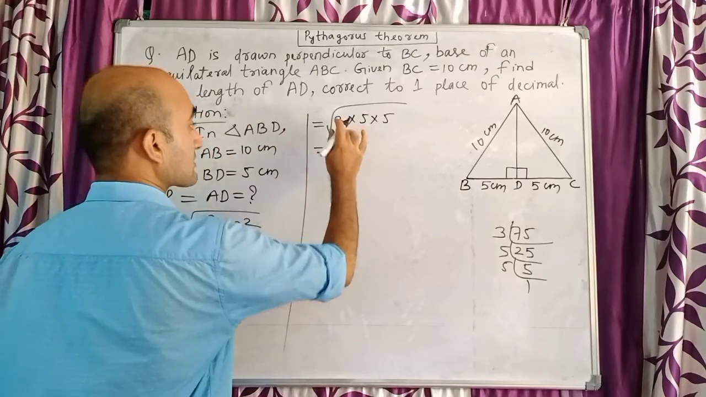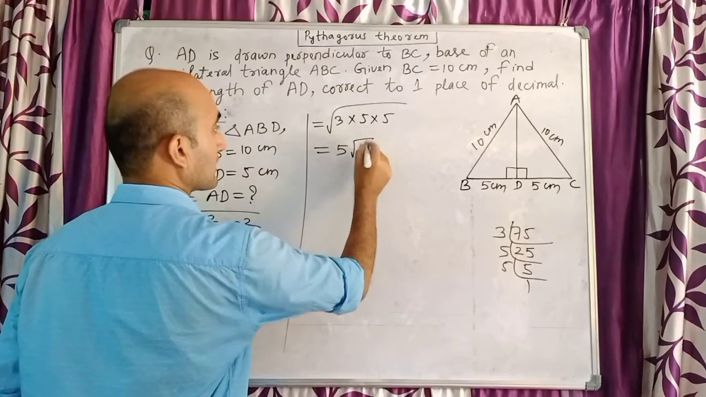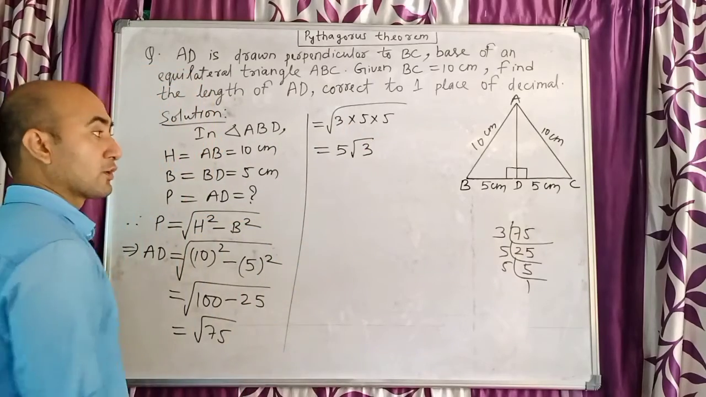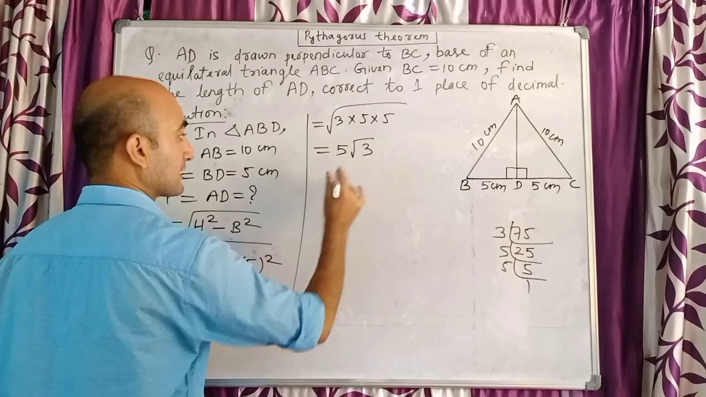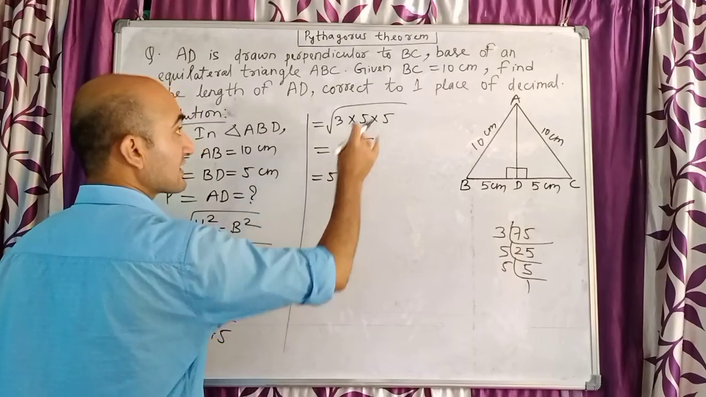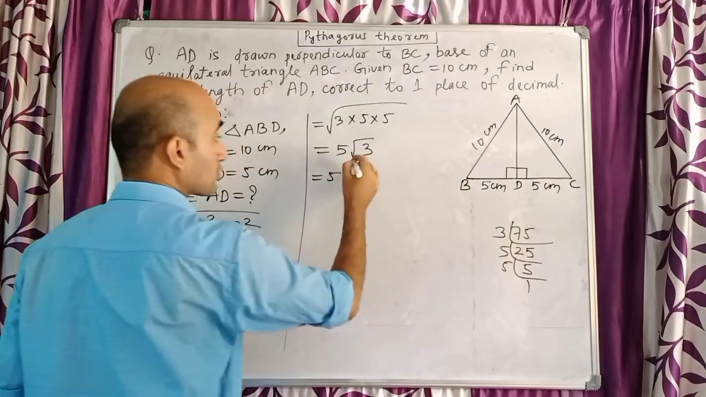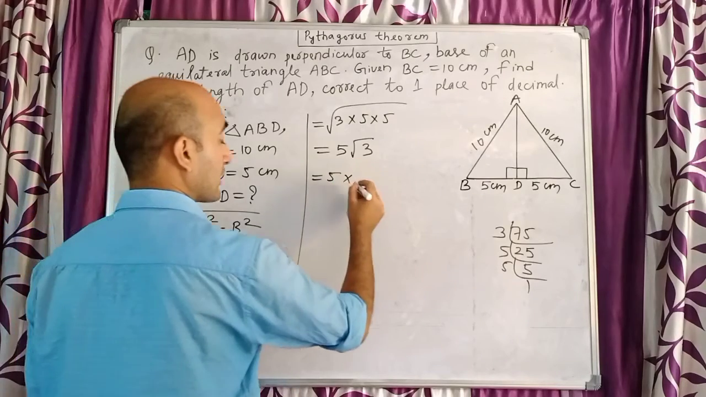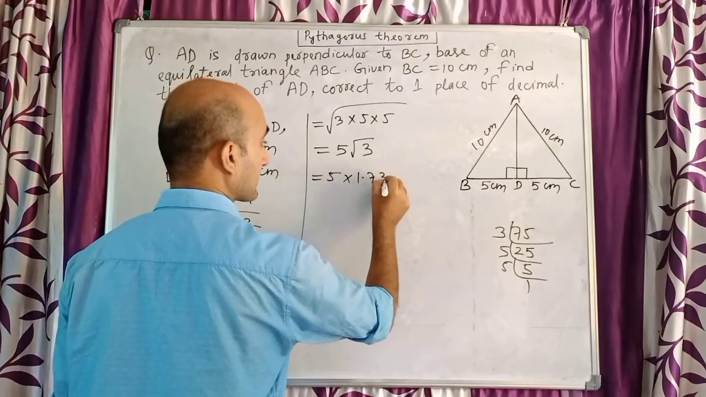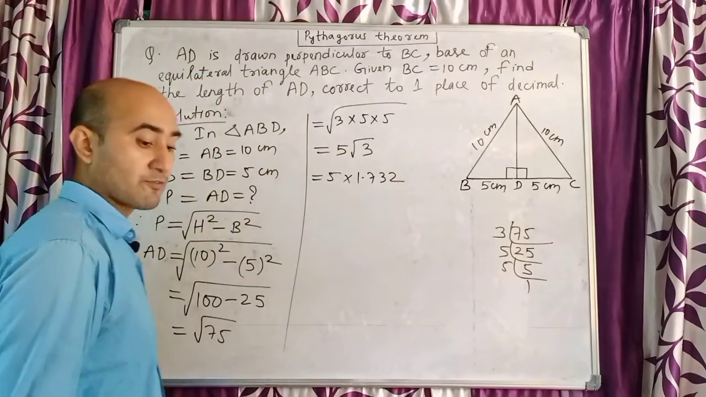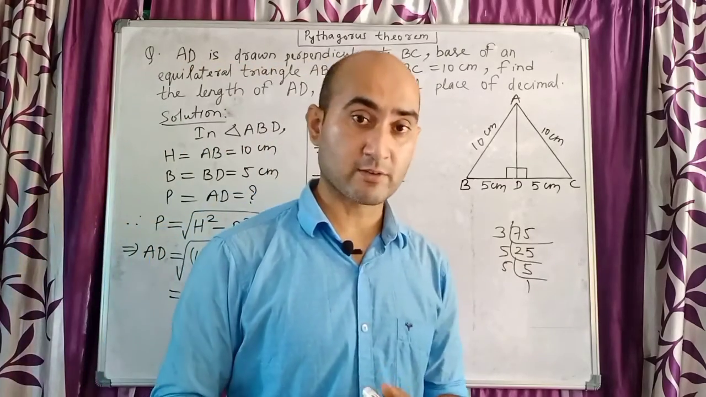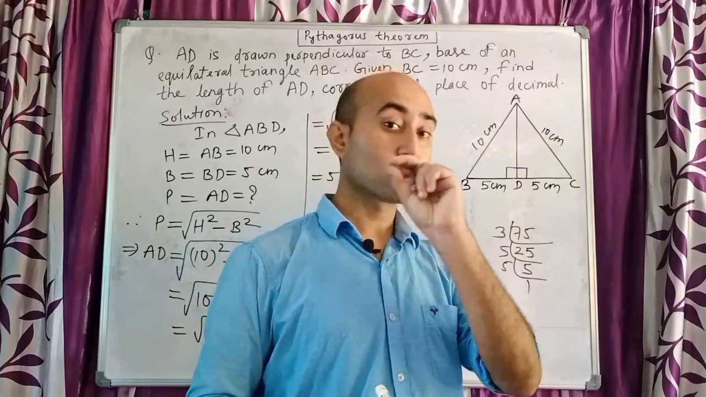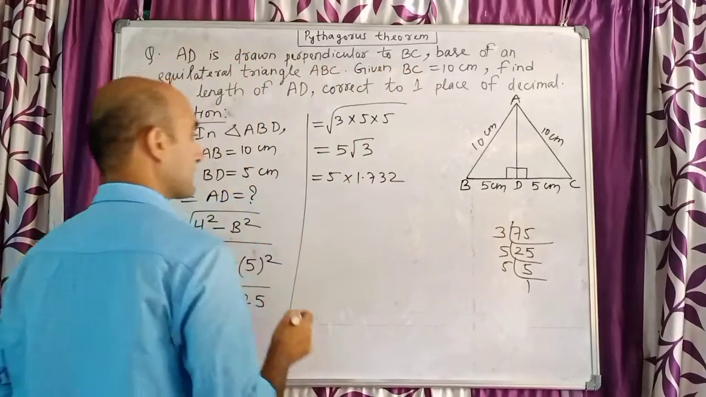But this 3 has no partner, so it will be locked inside the root only. So my result is 5 root 3. Now the answer is demanded in decimal. So root 3 value, you should know, is a universal value. Root 3 value is 1.732, because root 3 value is very common in trigonometry. So please remember it, that root 3 value is 1.732.